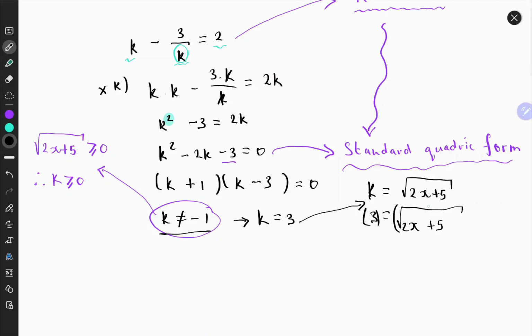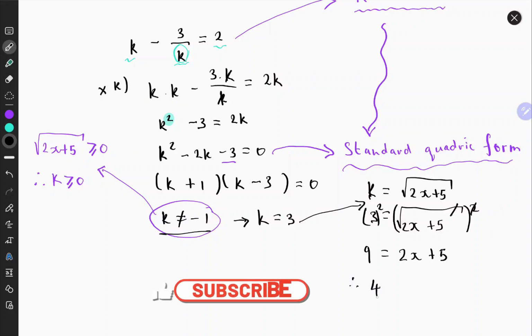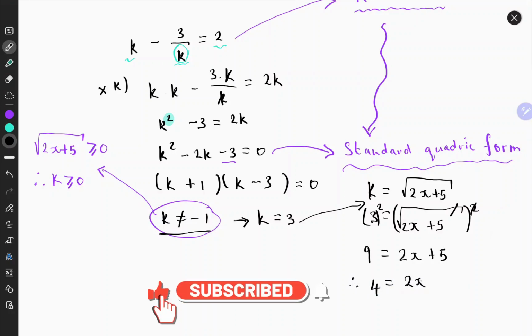And if we take the square on both sides, remember the square and the square root cancel each other out. So you take the square there, we should have 9 is equals to 2x plus 5. Therefore, 4 should be equals to 2x, which implies that x should be equals to positive 2.